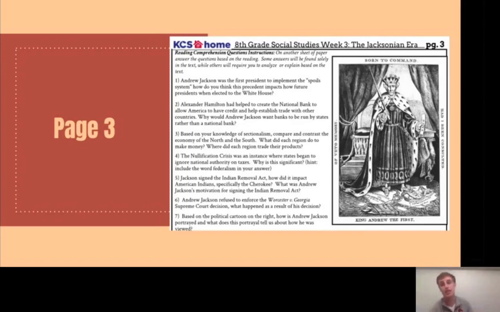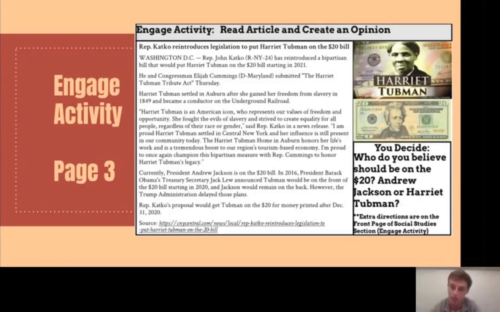Then you're going to do an engage activity, because Andrew Jackson has actually been in the news lately. A way he's been in the news is there's been a thought that maybe Andrew Jackson shouldn't be on the $20 bill. People are saying we should have different people on our money, and that whoever is on our money represents our country. And that's an argument some people make. And so I attached at the bottom of page 3 an engage article, which is an article arguing Harriet Tubman would be put on the $20 bill instead of Andrew Jackson.